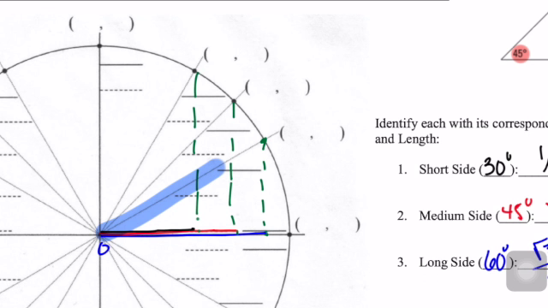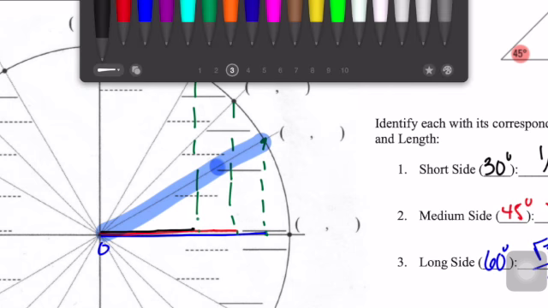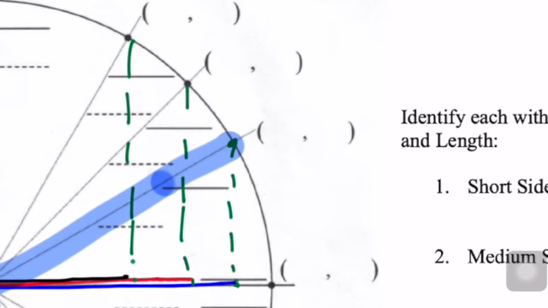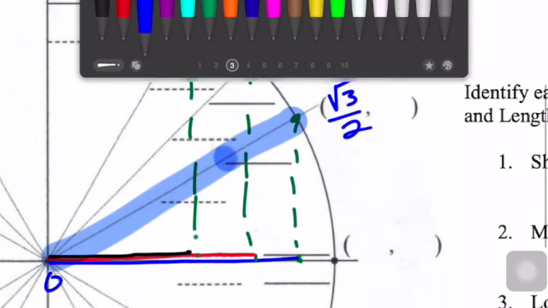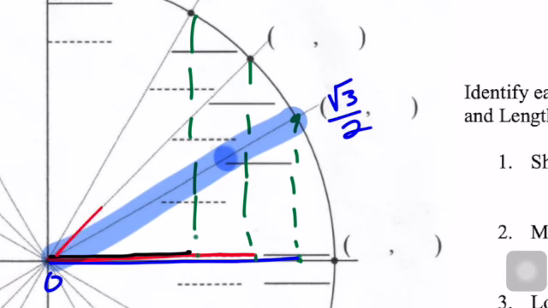then we would have to realize that the x value to this side is the longest side, right? It's the longest side. So what's the longest side here? Well, it's radical 3 over 2.